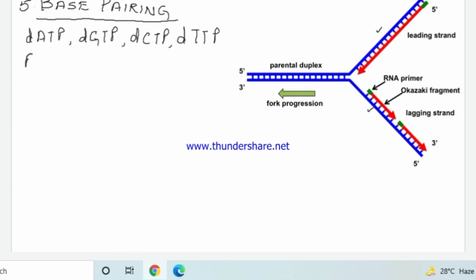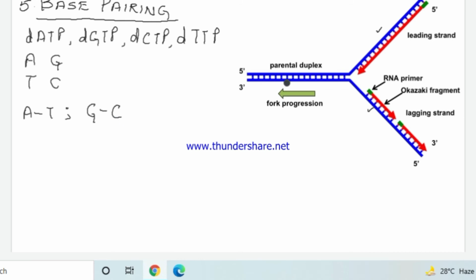Suppose the leading strand has A, then in the newly synthesized strand, the thymine will come and lie opposite to A. And if in the template strand we have G, then C will come and lie opposite to the G. In this way, A would form a bond with T and G would form a bond with C.